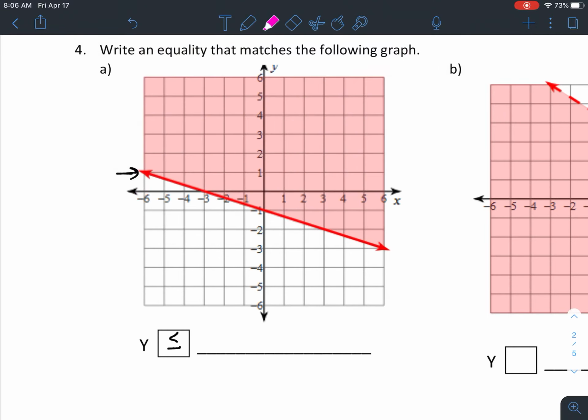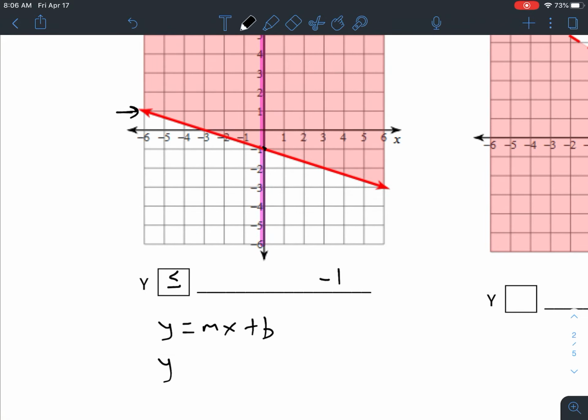Our next point to look at is where the line hits here on the y-axis. We can tell it hits here at negative 1. So our b, as we all remember, y equals mx plus b, is the same. We know our b is our y-intercept, and that's right there where it hits, the negative 1.